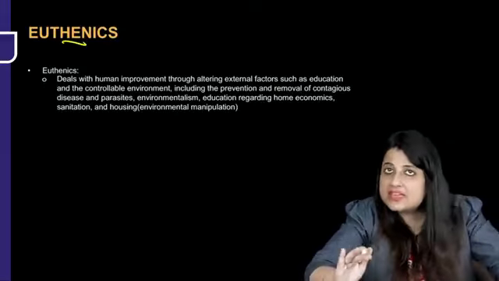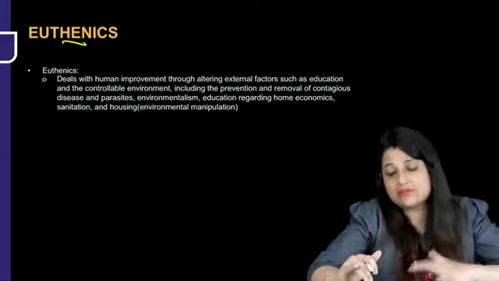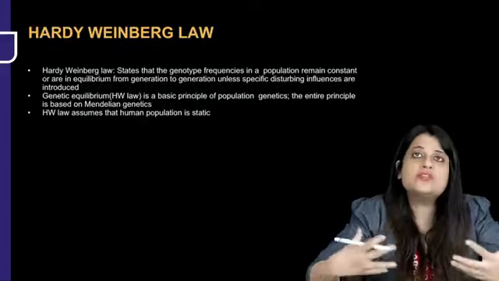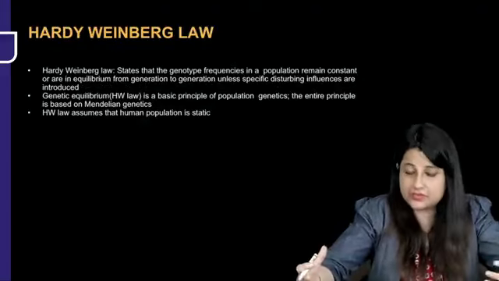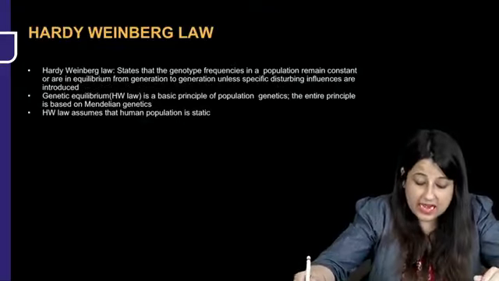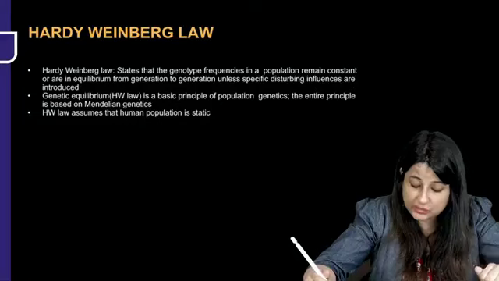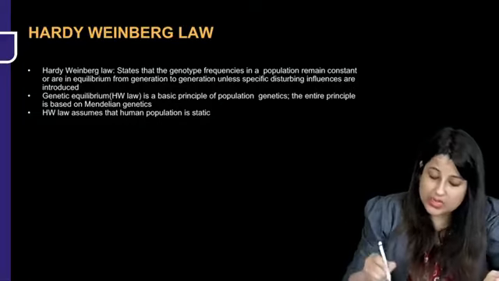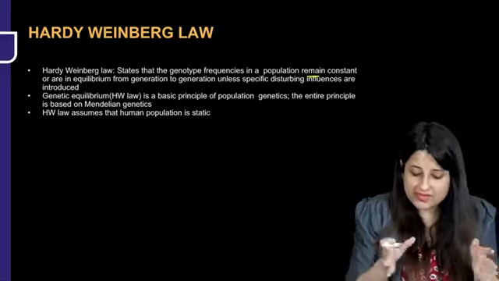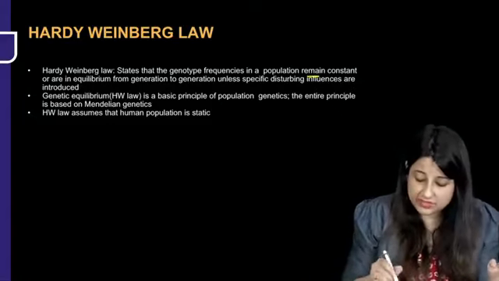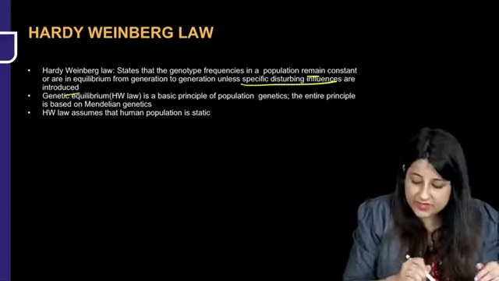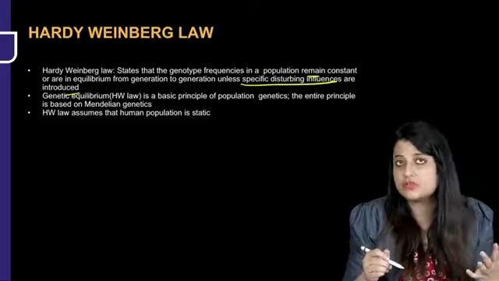Eugenics is genetic manipulation. Euthenics is environmental manipulation. By both we are trying to improve the hereditary race, okay, genetics. Hardy-Weinberg law has come once, so we need to know what it is. It states that the genotype frequencies in a population will remain constant or are in equilibrium from generation to generation unless specific disturbing influences are introduced, okay.